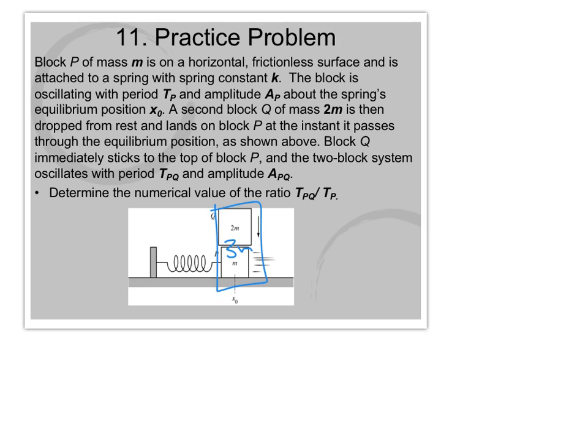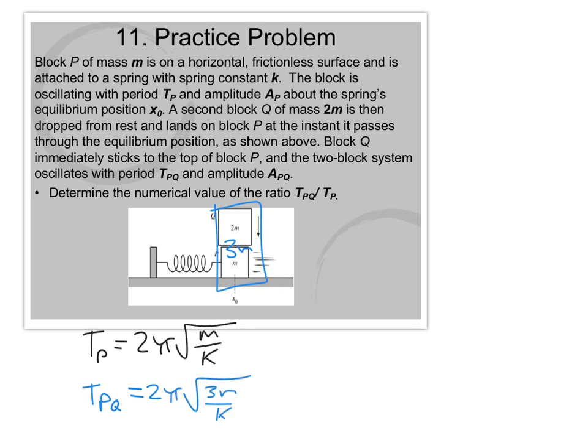So what I'm going to do here is I'm going to set up an expression for each of those periods. So TP is going to be 2 pi times the square root of m over k. I don't know m or k, but that'll be enough to ultimately get this ratio. And then the new one, TPQ, is going to be 2 pi times the square root of 3m over k. Our spring constant hasn't actually changed. All this changed is our mass.